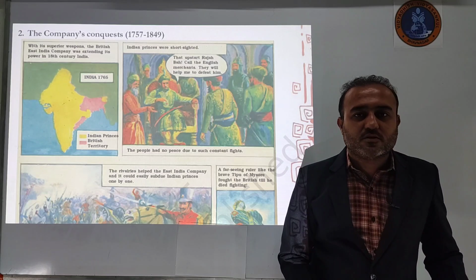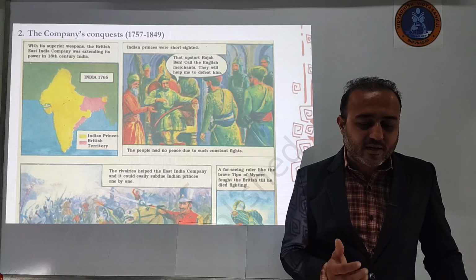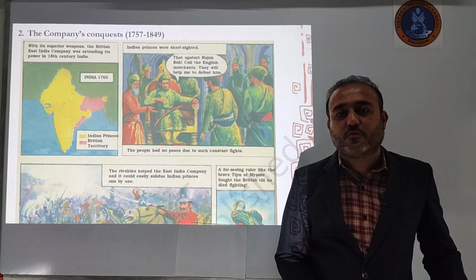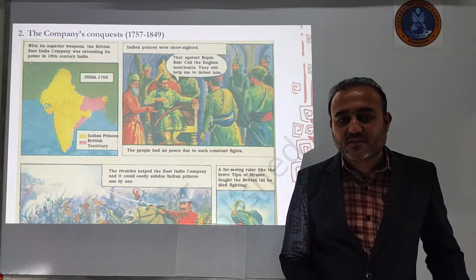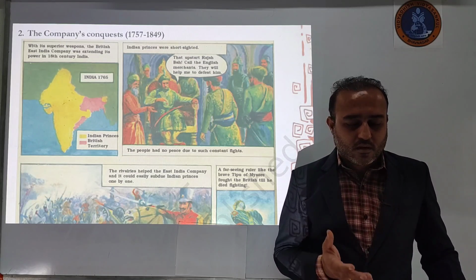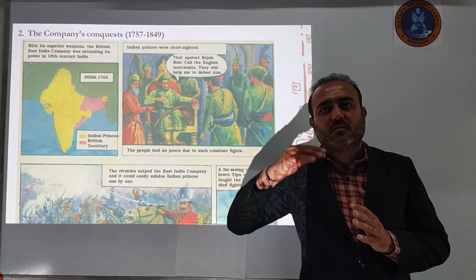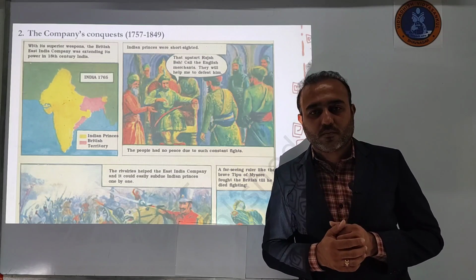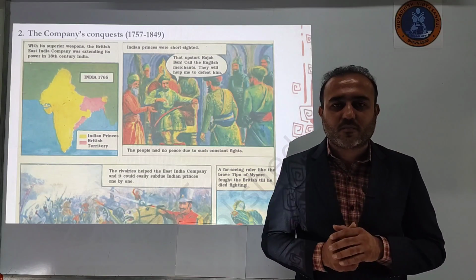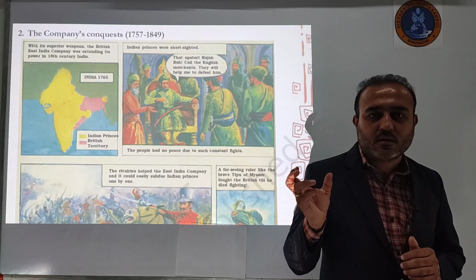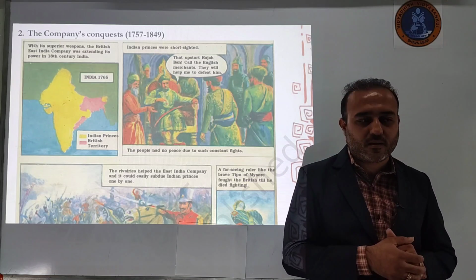Indian princes were short-sighted. Short-sighted means lacking imagination or foresight. That means they did not think of the long term. They were very short-sighted. That means they saw the short-term benefit they were getting.